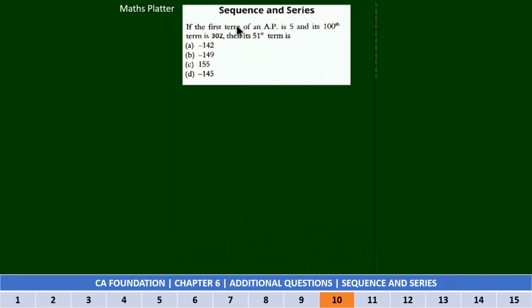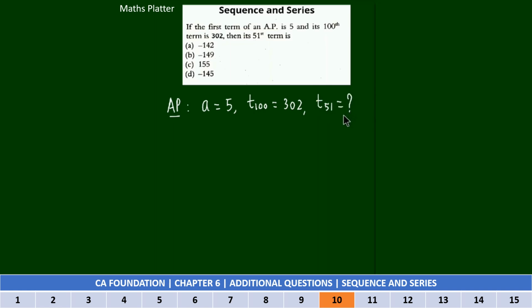The question is, if the first term of an AP is 5 and its 100th term is 302, then its 51st term is. So we have been given an arithmetic progression, that is AP, whose first term is 5. So let us denote the first term by A. So the first term of the AP is 5. The 100th term is 302, that is T100 is equal to 302, and we have to obtain the 51st term, that is T51.